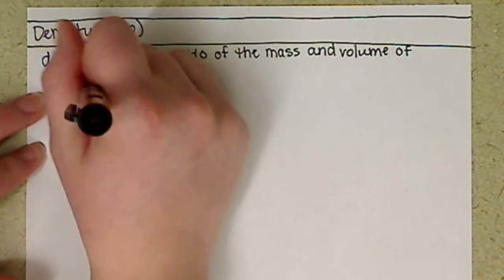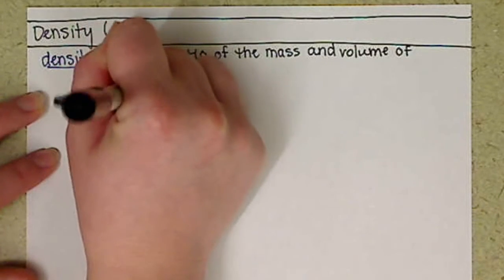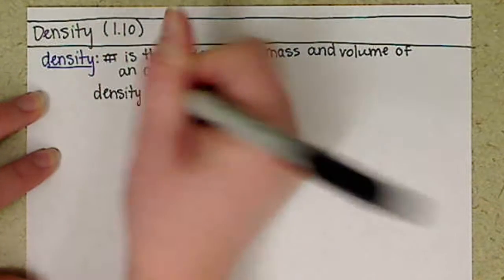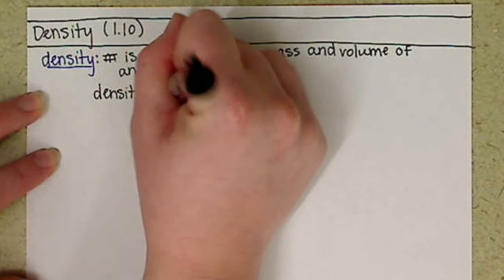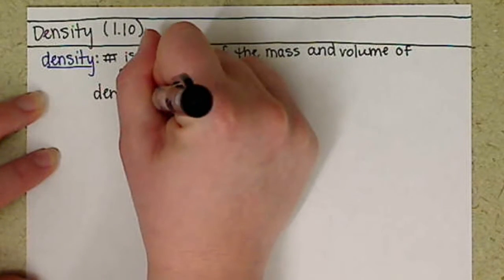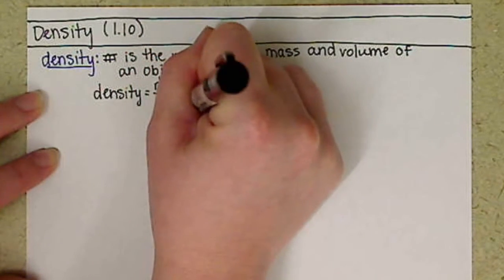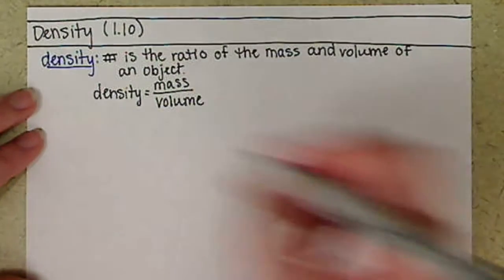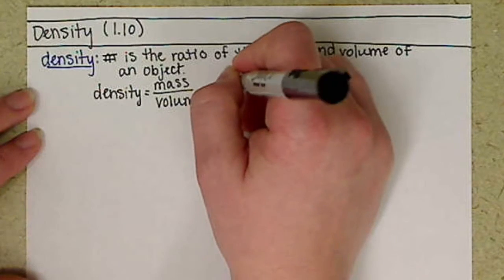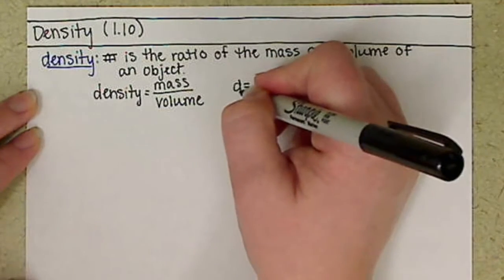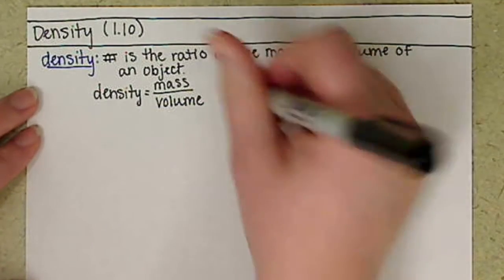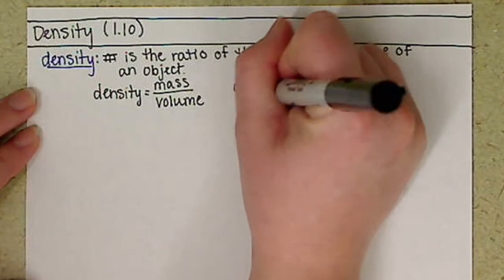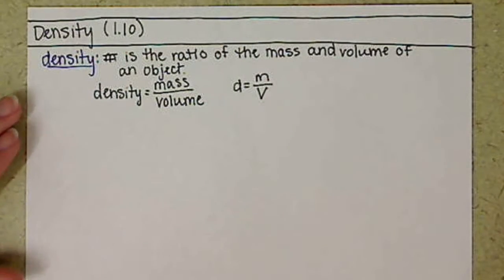So mathematically, we have the density is equal to the mass divided by the volume. Or a lot of times it's easy to shorthand this. We just say D, lowercase d for density, and we have M for mass and a capital V for volume.